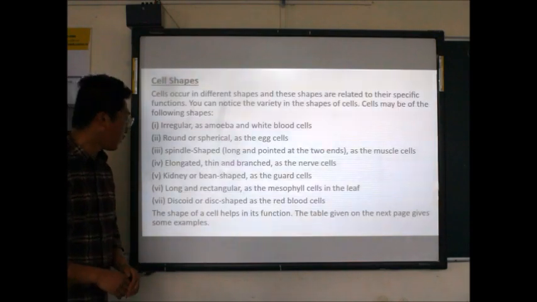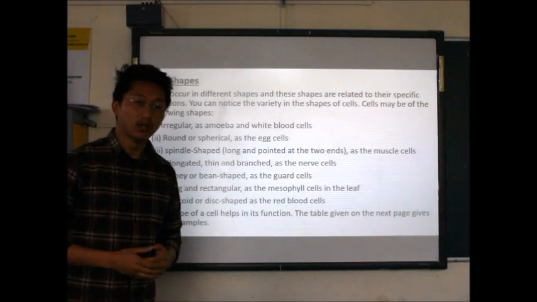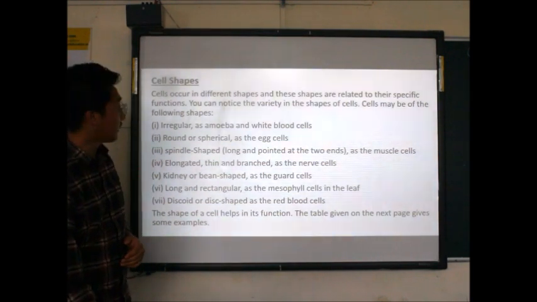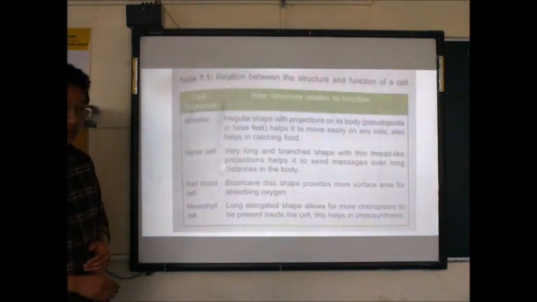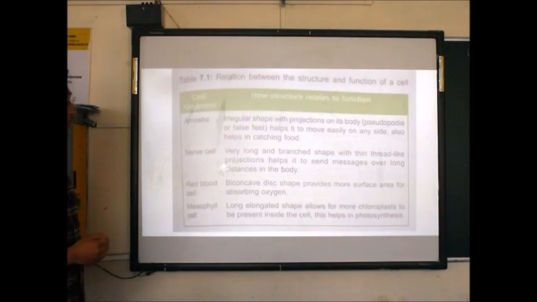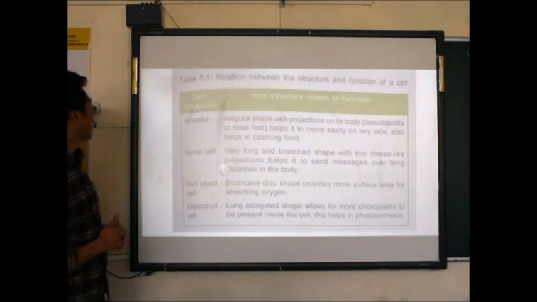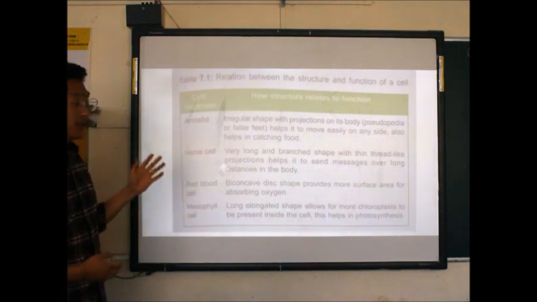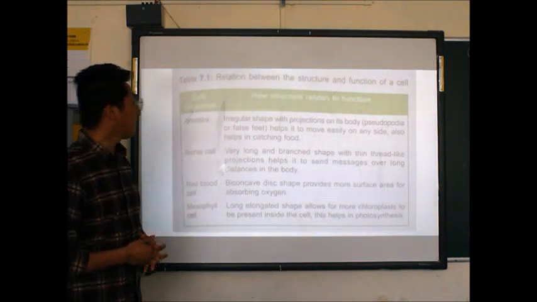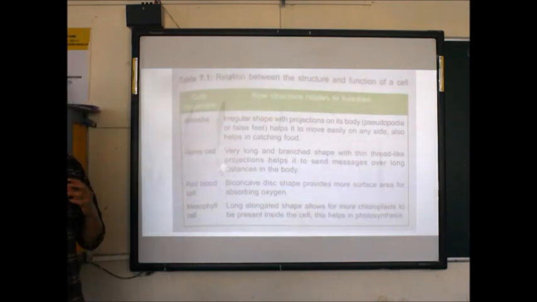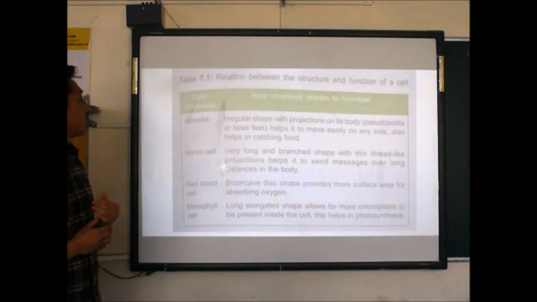This shape of the cell is related to its function. The shape of the cell helps in its function. We will see in the next table how the different shapes of the cell help in accomplishing different functions. First we will study the amoeba cell or organism. In the amoeba, the irregular shape has projections on its body, which we call the pseudopodia. These are the projections in the shape of the cell.